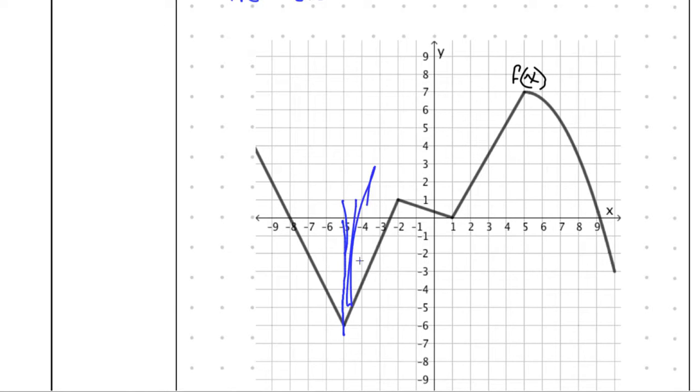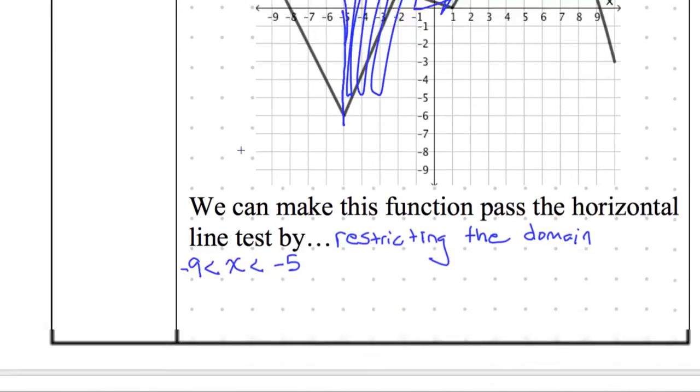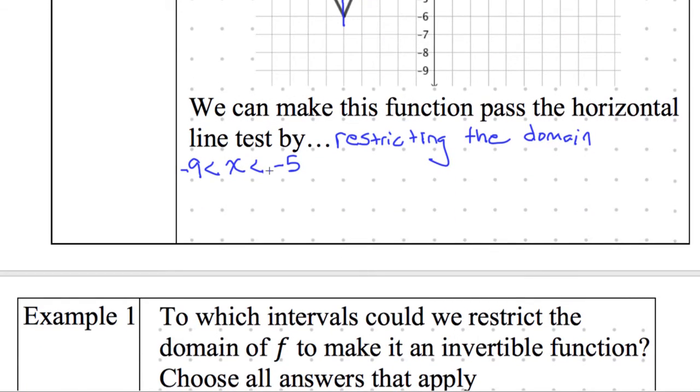You don't need to write this down. Everything over here doesn't exist. It only looks like this line. Now the function is invertible because if I do the horizontal line test, it only crosses once. So by using this domain, it's invertible.